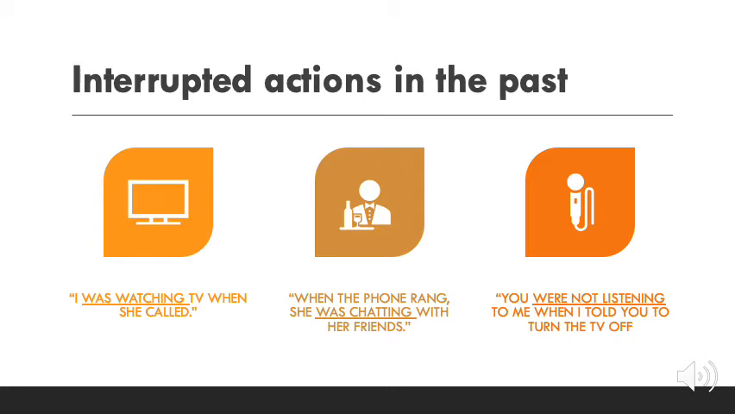As you can see, and as we have studied, the structure is fairly easy. All you need is the subject followed by the verb to be in the past, which can be was, were, and then the verb with an ing. I was watching, she was chatting, you were not listening.